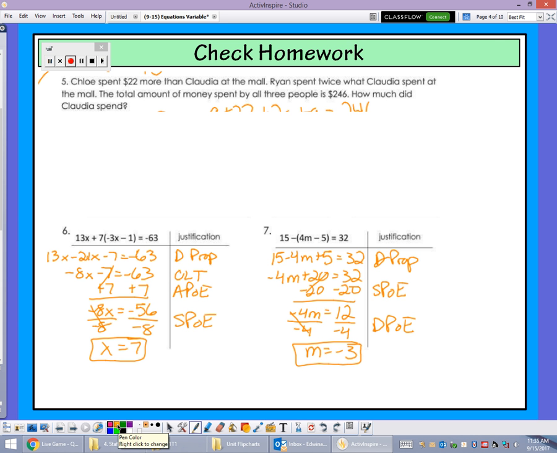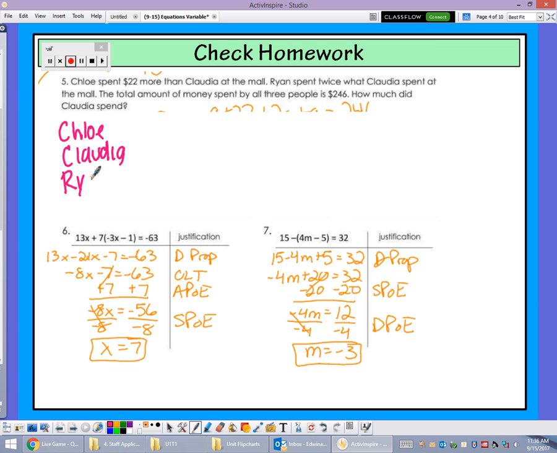All right. Chloe spent $22 more than Claudia at the mall. Ryan spent twice as much money as Claudia. The amount that they spent was $246. I need to start by organizing my work. So who are the people that I have in this problem? All right, so I've got Chloe, I've got Claudia, and I've got Ryan.